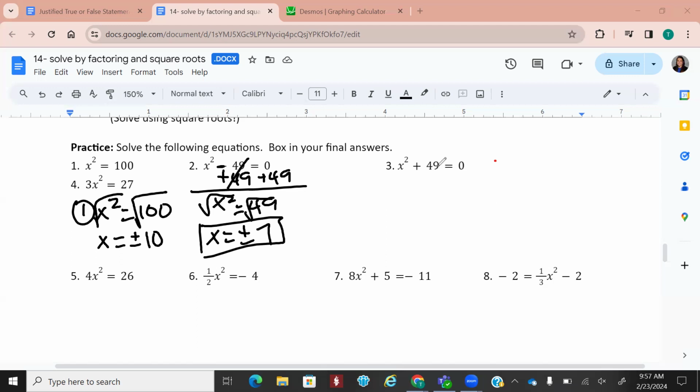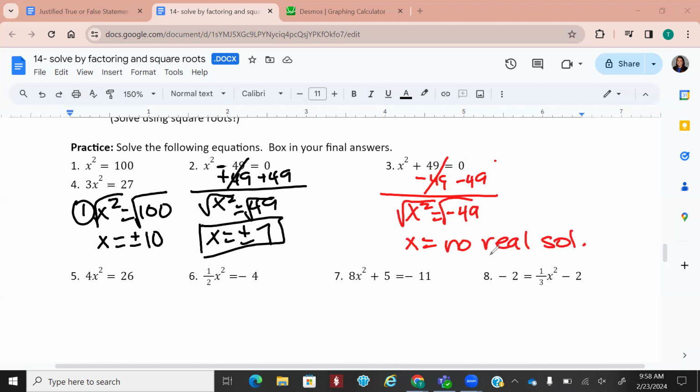On number 3, we're going to move the 49 to the other side by subtracting. And then we're going to take the square root of negative 49. If we type square root of negative 49 into our calculator, what do we get? Error. So this is going to be called no real solution. You don't want to say no solution. You want to say no real solution.